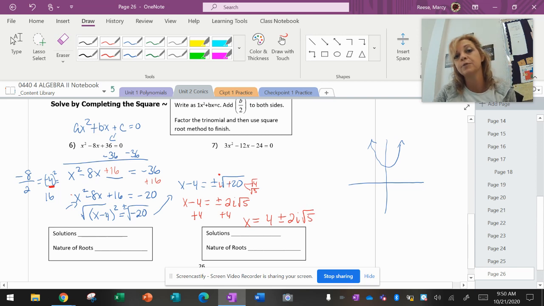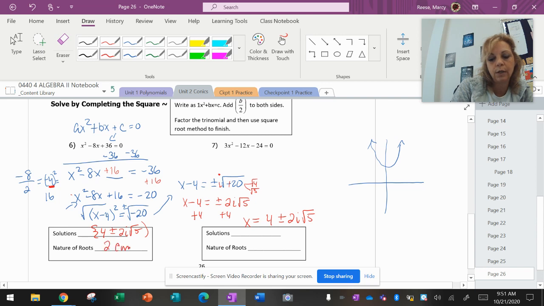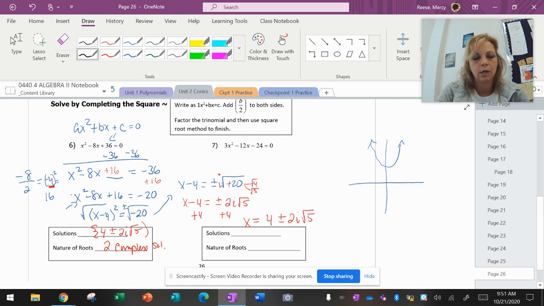Now there's that a plus bi form, see it? So when I add the 4 over to the other side, I can't combine it, that's a real number. I can't combine it with an imaginary. So my solution is 4 plus or minus 2i radical 5. And the nature of the roots is 2 complex solutions, okay?